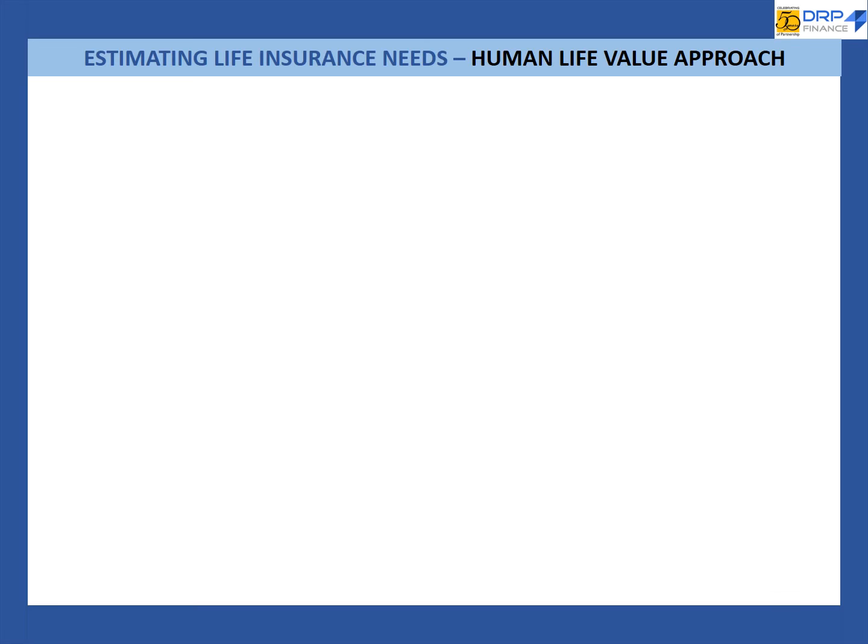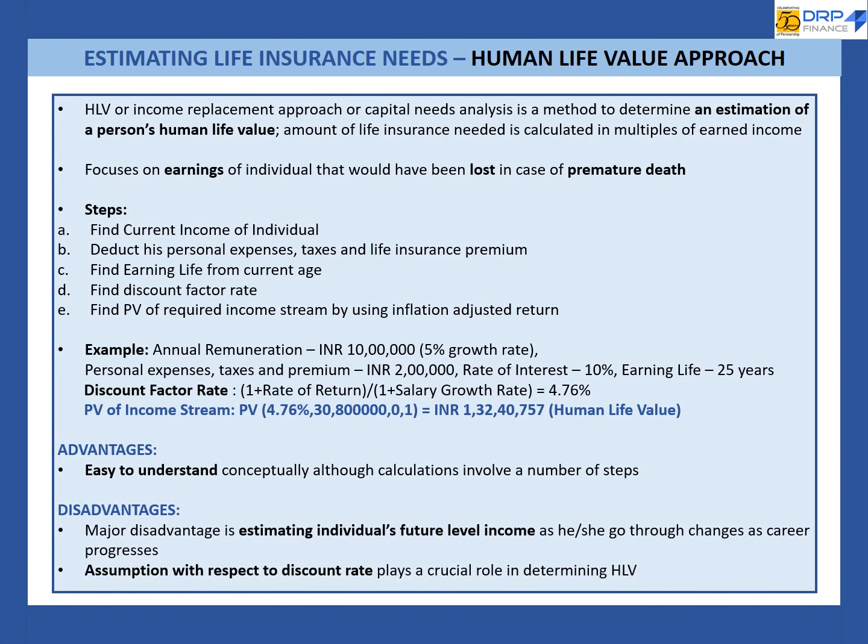Moving on, we have human life value approach. It determines an estimation of person human life value, and amount of life insurance needed is calculated in multiple of earned income. It focuses on earnings of individual that would have been lost in case of premature death. Steps involved in determining human life value are: find current income of individual, deduct his personal expenses, taxes and life insurance premium, find earning life from current age, find discount factor rate, and find present value of required income stream by using inflation adjusted return.